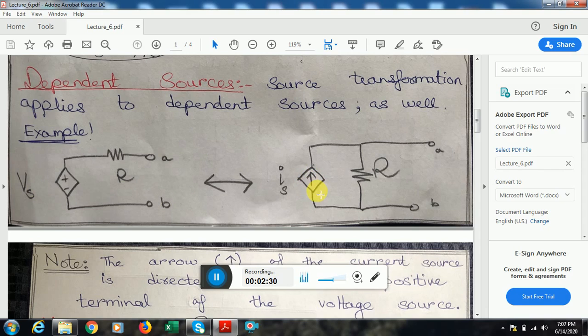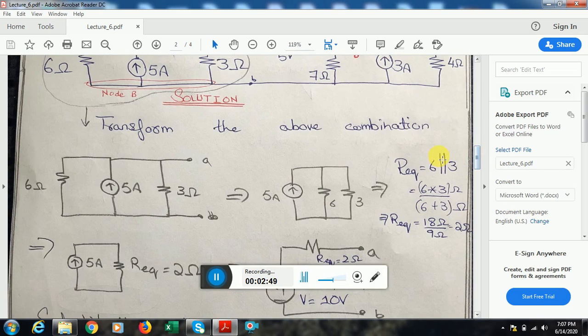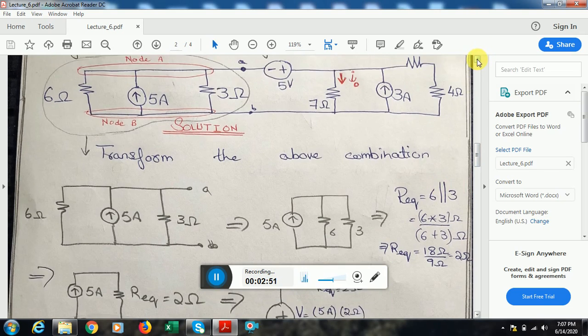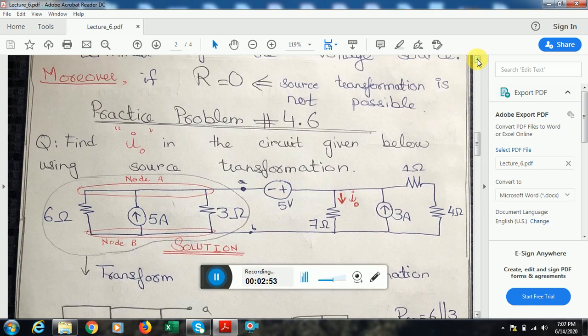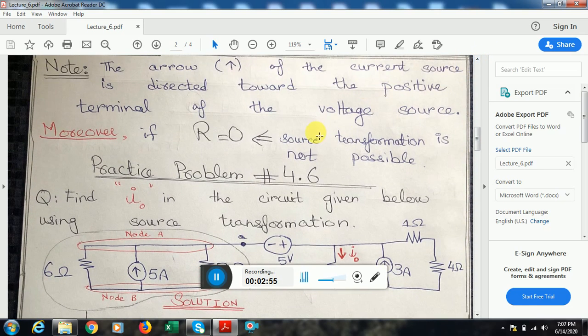Moreover, please recall that the arrowhead is directed towards the positive sign. For example, if I have a positive sign over here, then the arrowhead is upward. However, on the other hand, if I had a positive sign toward the downward direction, then the arrow would also have been in the downward direction. So the arrow follows the polarity of the voltage source and vice versa. Over here I have written it.